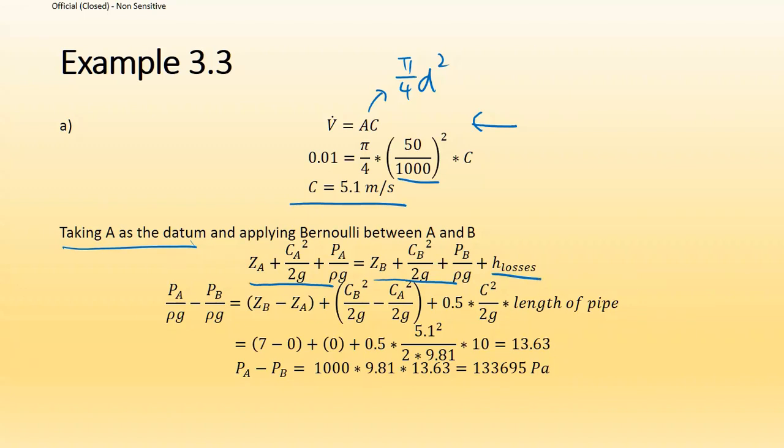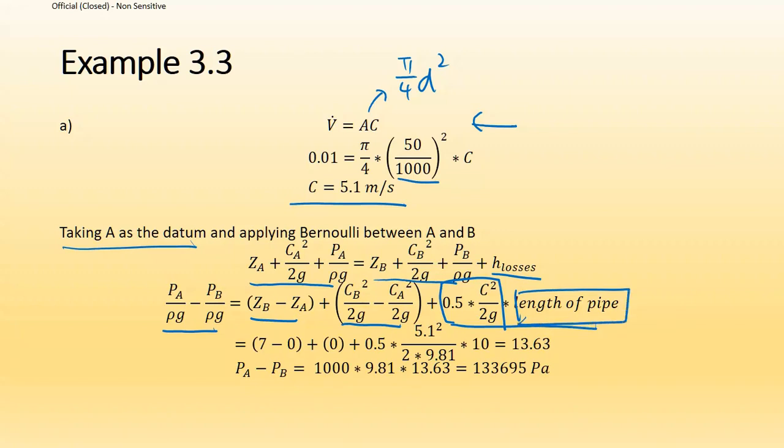All right. Okay, so we are asked to find the pressure drop, the pressure head drop, or pressure drop. So we are going to rearrange the equation. We are going to put PA over rho g minus PB over rho g on the left hand side, and group the rest of the terms together: ZB minus ZA, CB minus CA squared, and of course your H losses. Take note that your H losses equation is given by the formula given to you times your length of pipe.